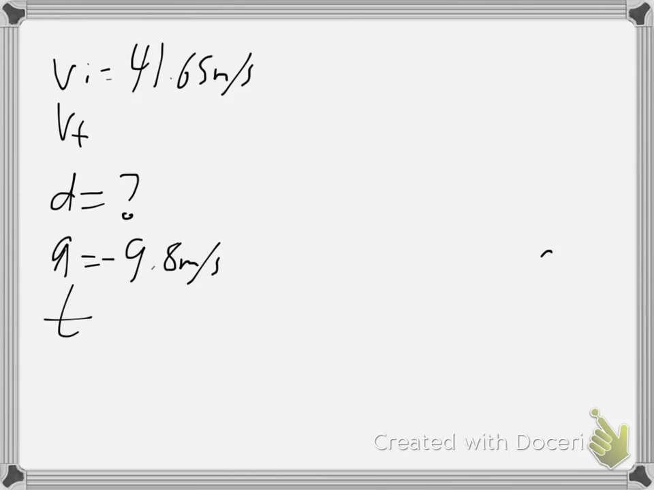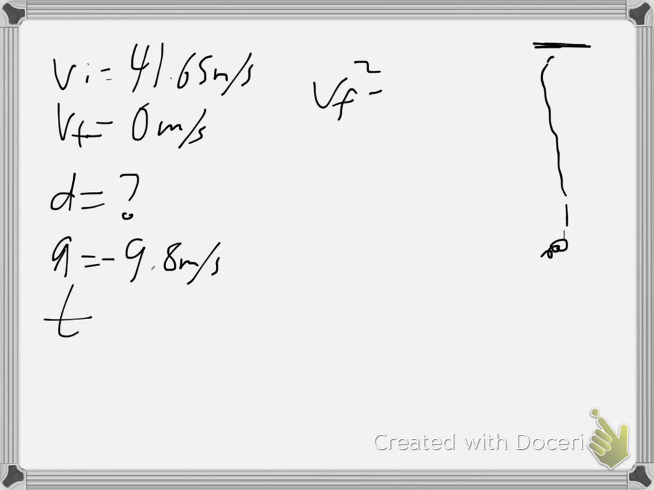If we're asked for how high it goes, we start at the ground, we're going up, then it slows down until it stops up here. It stops moving up because our final velocity reaches 0 meters per second. Knowing this, we can figure out our distance. You can assume that the time is half of 8.5, or you can not worry about it and use the formula v_f squared equals v_i squared plus 2ad. And that's what I'm going to do here.